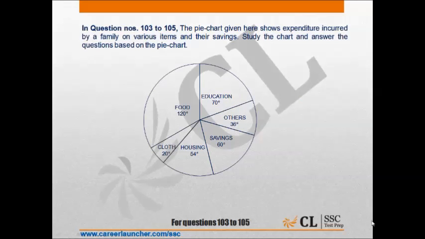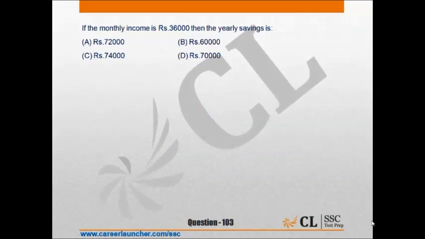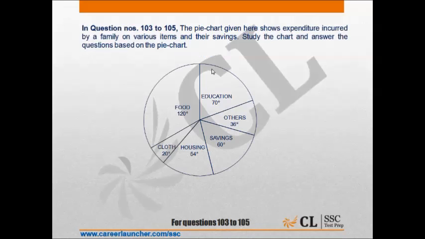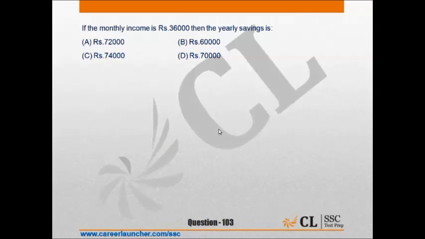The question is, the pie chart given here shows expenditure incurred by a family on various items and their savings. Study the chart and answer the questions based on the pie chart. Our first question is, if the monthly income is rupees 36,000, then the yearly savings is. As I can see from the pie chart, the central angle for savings is 60 degrees out of 360 degrees, that is 1/6 of 360 degrees.